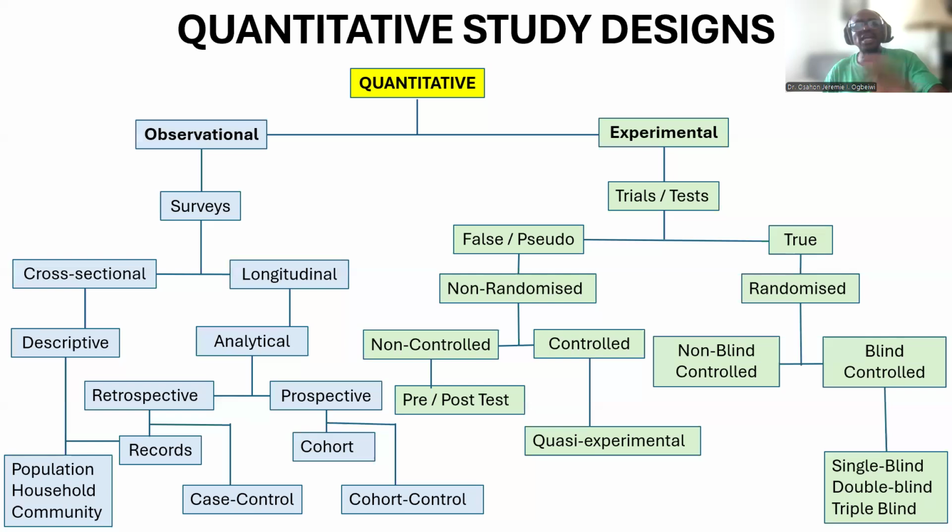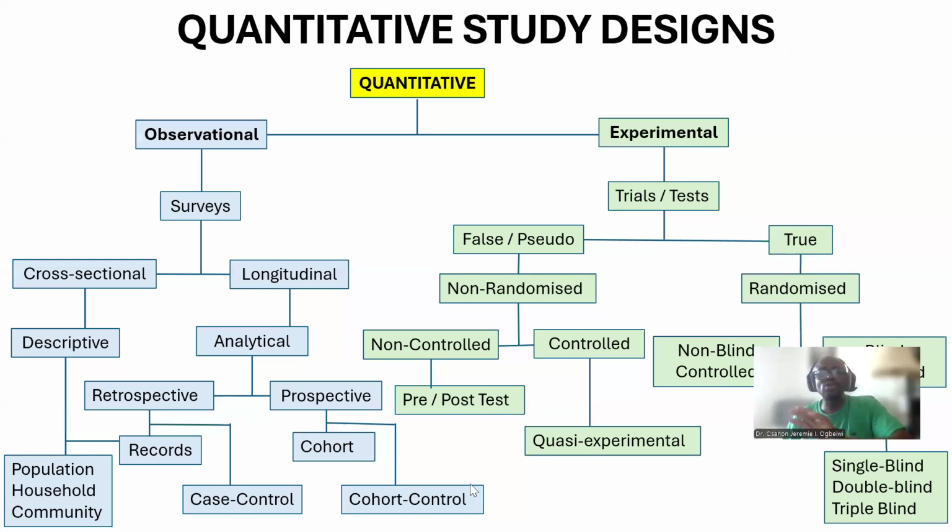So basically, what you see here are the two groups of quantitative research: observational designs and experimental designs. Yeah. So let us go now to the qualitative.